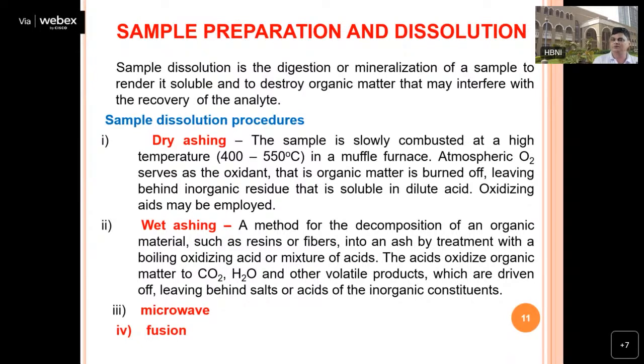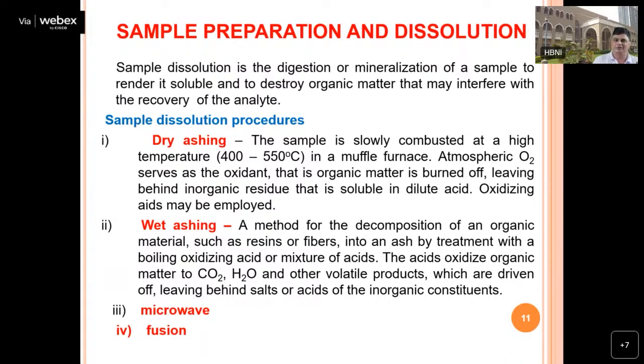See, in dry ashing, whatever organic portions are there will be converted into carbon dioxide, because they are burned off. And there are certain compounds for which 400, 500 degrees centigrade temperature is not enough, so they need a higher temperature. But in general, most organic compounds get destroyed at 400 to 550 degrees centigrade. So whenever you bring any sample in which you want to analyze an inorganic material in that matrix, you have to heat the sample.